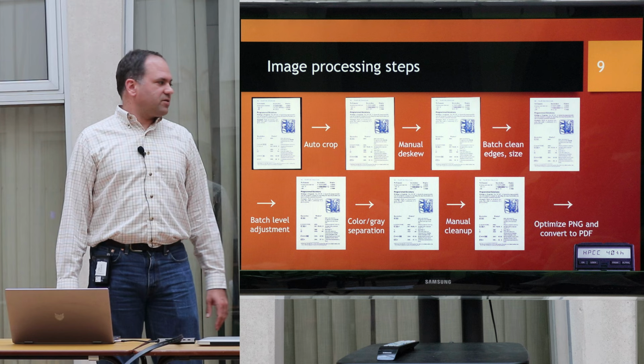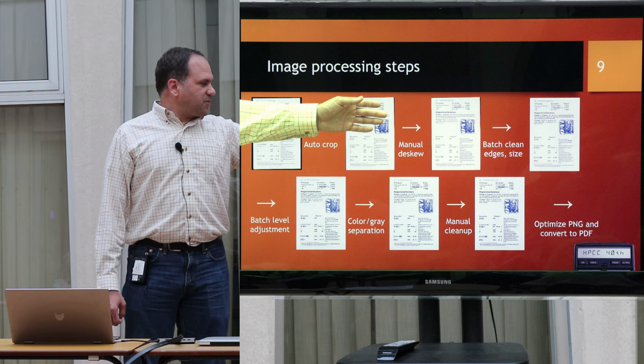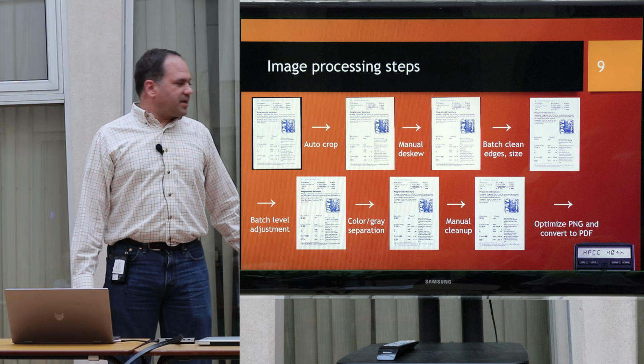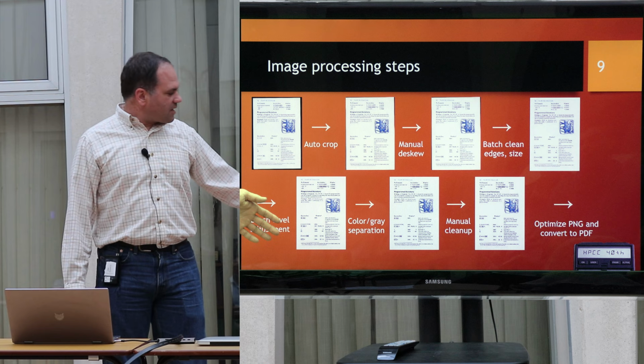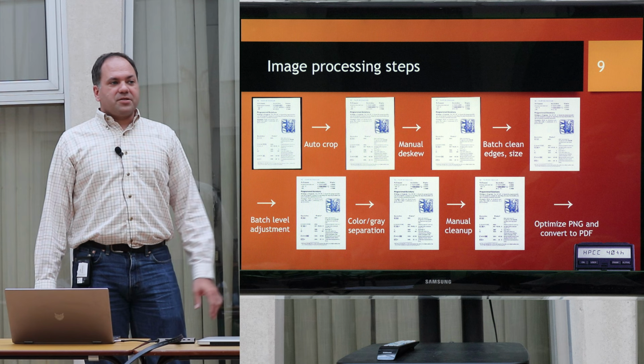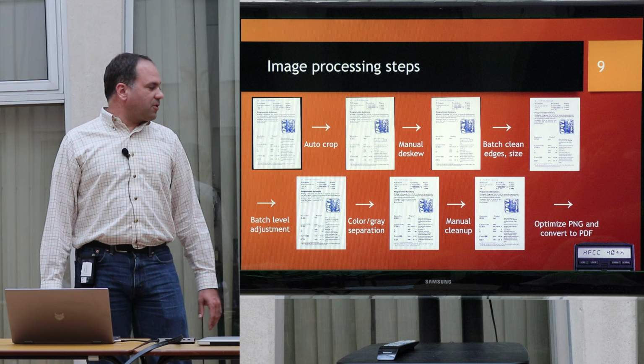Then I do batch processing that cuts the edges so that there's no black border at all and makes every page the same size, so you don't have one page 2 millimeters different from another page. Then I do a batch process that adjusts the levels. You can see the blacks got a little bit darker here. If I have color on the page, I process the color and black and white parts separately, because oftentimes the color needs a little bit less processing than the black and white.